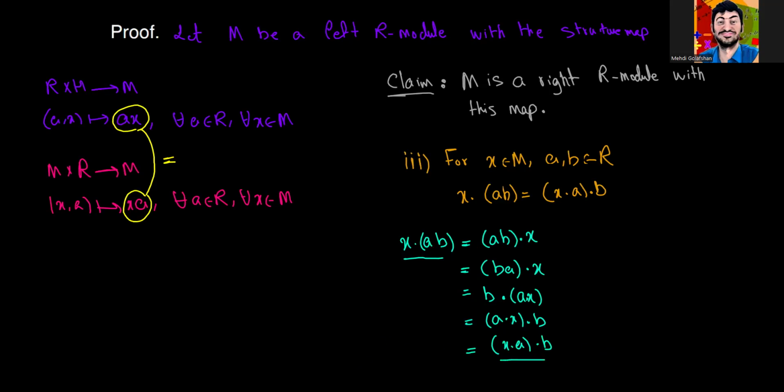So then it's proven from here. Then we can say that the claim is true and M is a right R module. So, very good. So yeah, they satisfy all three conditions. So we can say that M is a right R module. So now let's look at various examples.